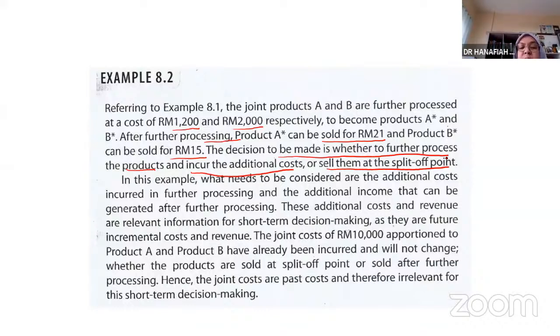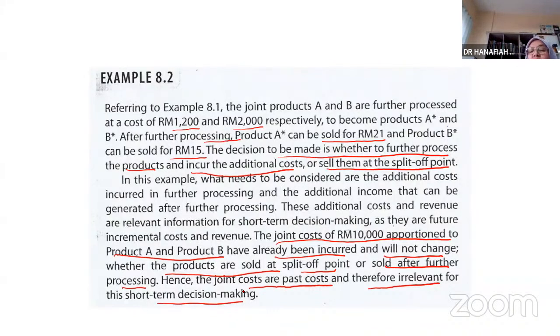I did mention about the joint cost here, 10,000 already apportioned to product B and product A, which have already been incurred and will not change. And whether the products are sold at split off point or sold after further processes, the joint cost is the past cost, and therefore it is irrelevant for the short-term decision making.